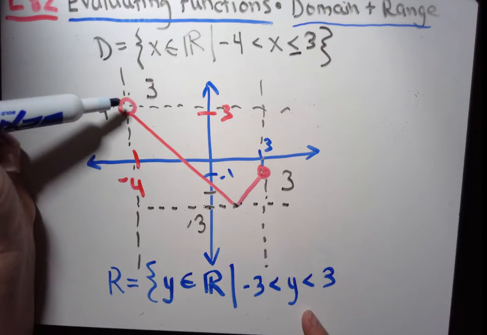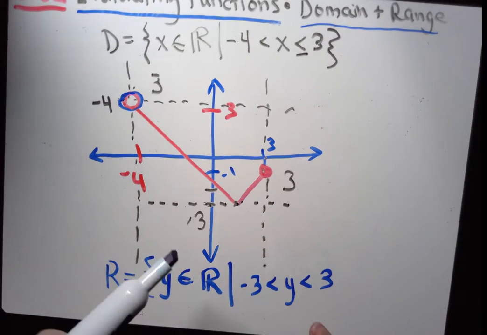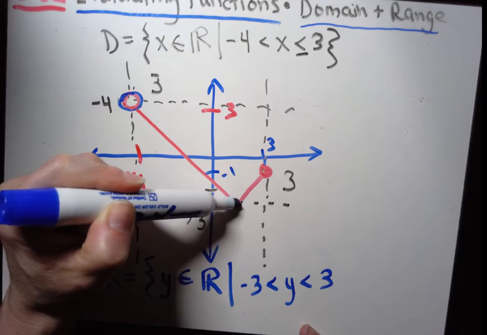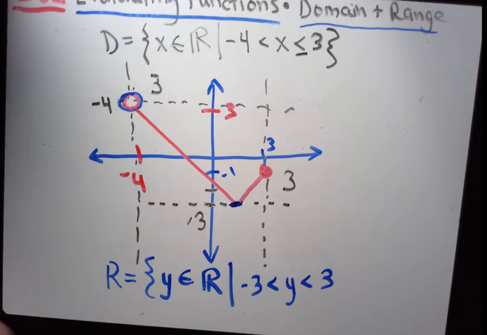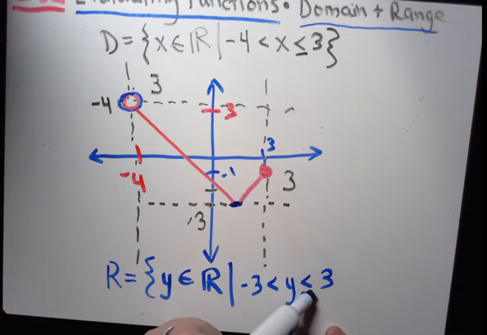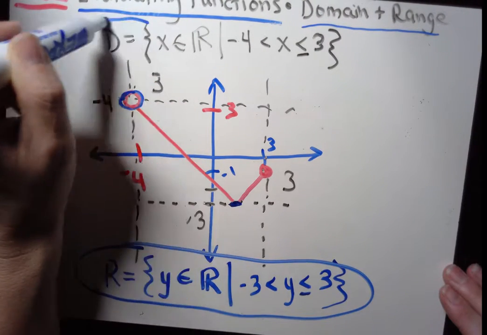So in this case, the highest point, it's an open circle, so I do not underline here. But the bottom, although there's no circle here, this part of the graph is black, there's no circle, so we assume that -3 is included, so I'm going to underline that one. So this is my range, and this is my domain.